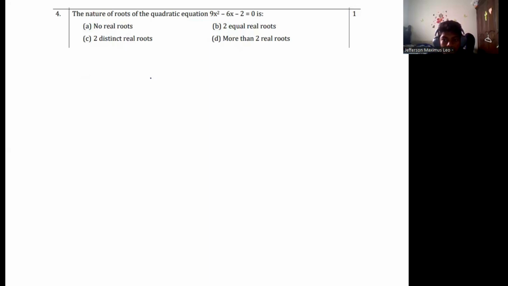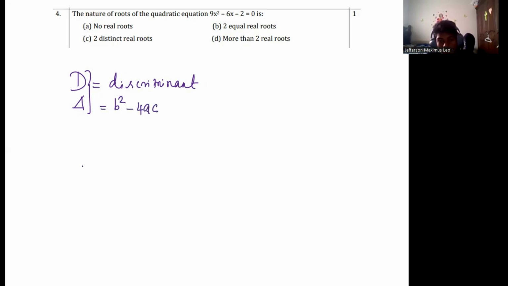That D represents the discriminant. Yes, ma'am. The capital D represents B square minus 4AC. One more symbol for the discriminant is delta. Both represent the same thing. The formula for this is B square minus 4AC.